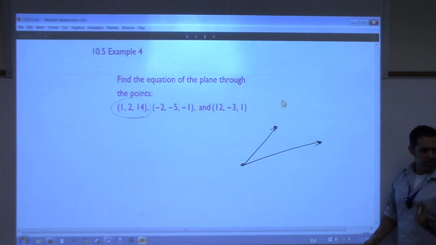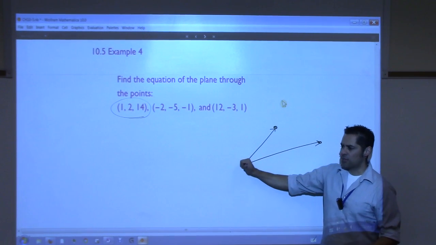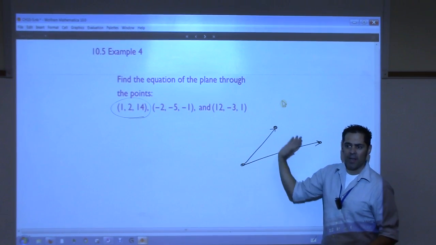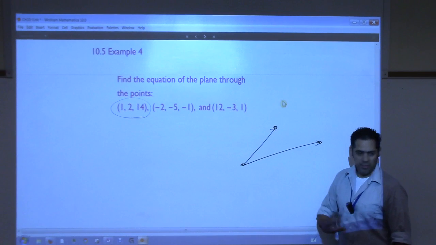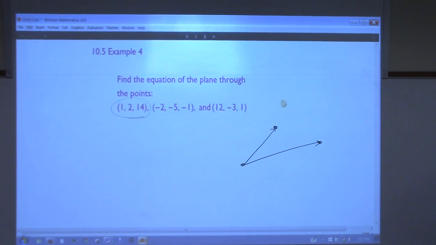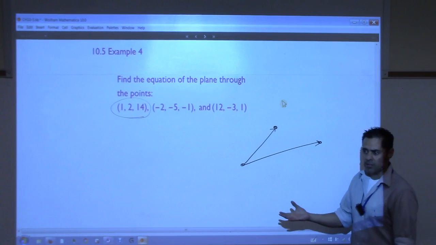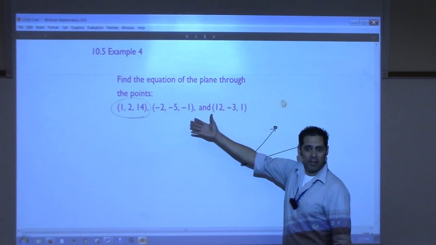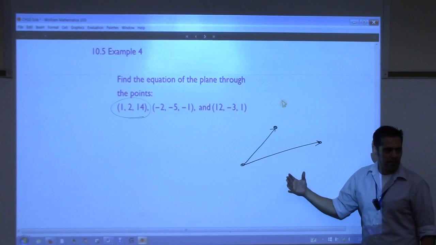Cross those, and it'll give you a normal, won't it? That vector coming out will be perpendicular to the plane. That's correct. And then you use the formula. The formula requires that you have 2 things, a point on the plane and a normal vector. The point's already given, the normal vector you're going to create. Yes?